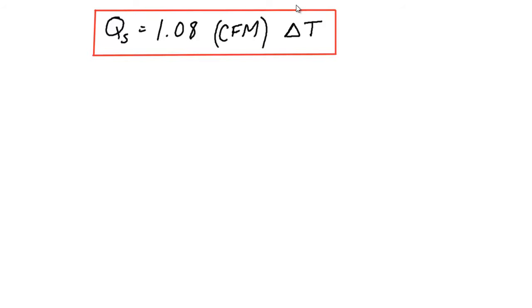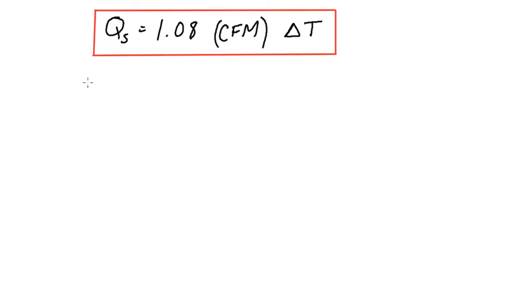Hello and welcome back. In this installment, we're going to be covering the shorthand form of the sensible heat equation, Q equals 1.08 CFM delta T, something that is near and dear to HVAC engineers across the world. So my goal in this video is to explain where this magic 1.08 comes from and why this is so valuable to us.